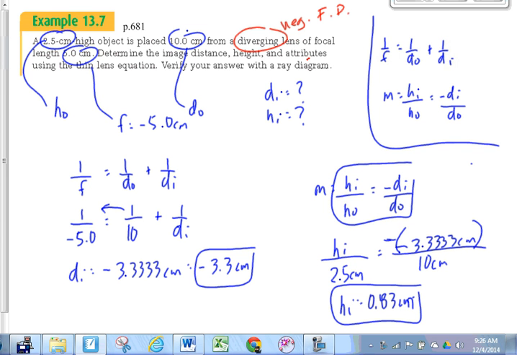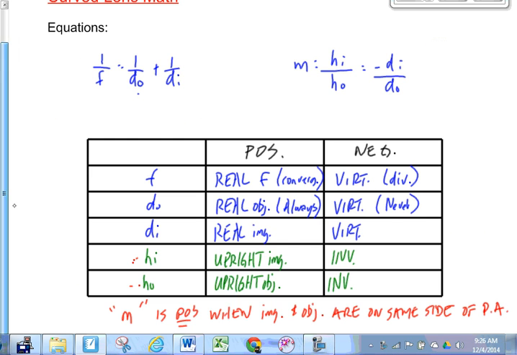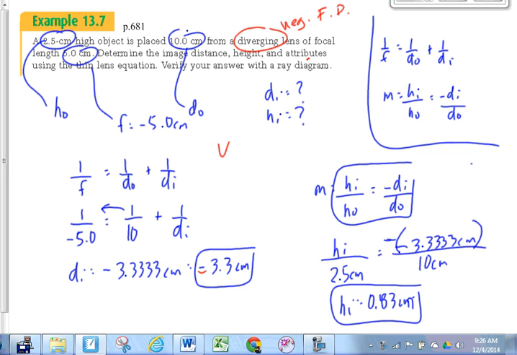Look at this, di is negative. Let's go back to our sign conventions here. If di is negative, what do we say it was? A virtual image. So we know it's a virtual image because di ended up being a negative value. Good. I didn't actually think that was the easiest one. Caitlin got that first, but I thought that was one of the harder ones to determine characteristics.